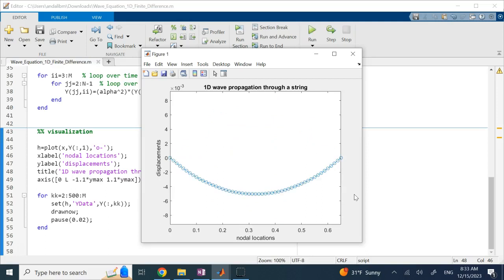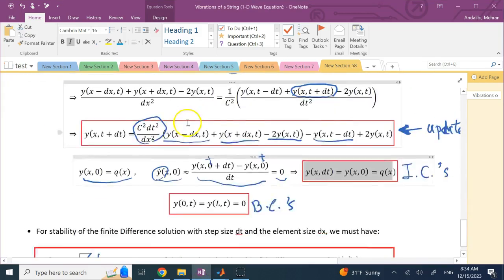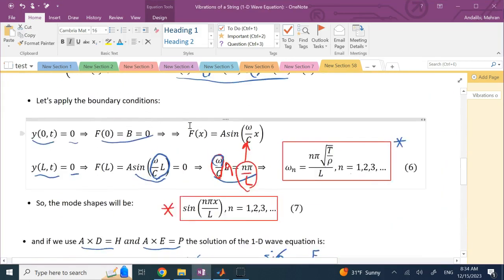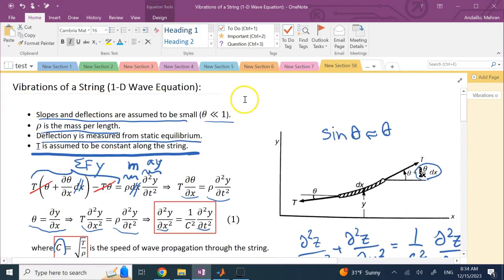There we go. I'm going to upload this file for you under the video playlist. I give you a download link. Feel free to play with it and learn from it. Hopefully this video was useful to you, and you learned how to simulate and how to solve the vibrations of a continuous system like a string, the 1D wave equation.